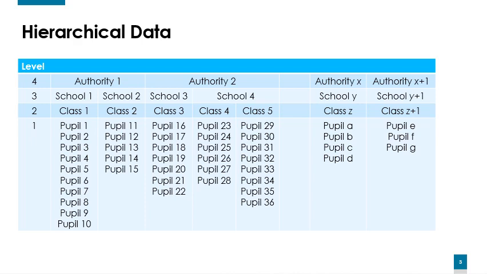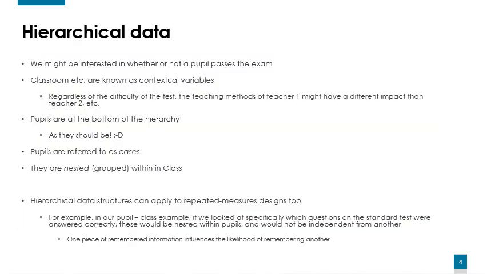So we can start to appreciate this within our modelling and within our analysis of the data. For instance, we might be interested in whether or not a pupil passes the exam, or which score a pupil gets in a particular test. Things like the classroom, the school, the local authority would be known as contextual variables.